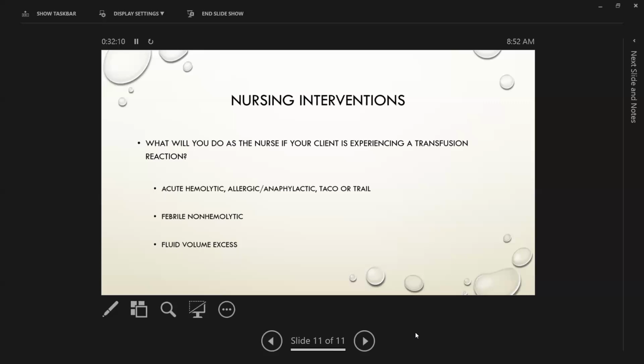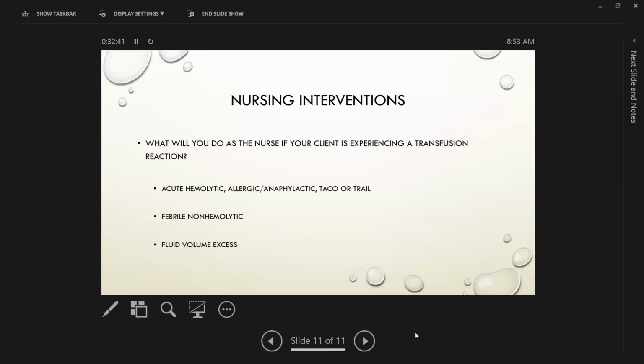There may be other nursing interventions. If it's allergic, anaphylactic, TACO, or TRALI, these clients may have breathing problems, and we may need to help them with oxygenation needs, right? For your clients that are having febrile non-hemolytic transfusion reactions, they've spiked a temp. That's all that's changed. They're not having any other symptoms. Their temperature just went up. You're going to notify the healthcare provider, but you're probably just going to give an antipyretic and leave the fluids running or the blood running.